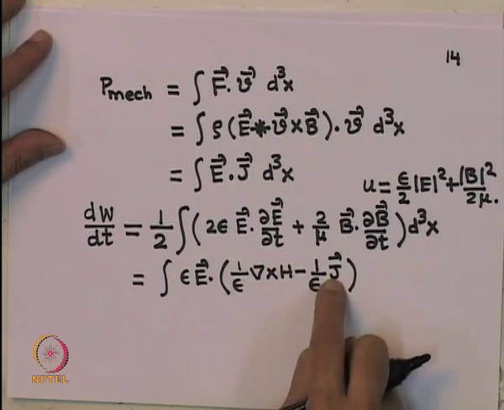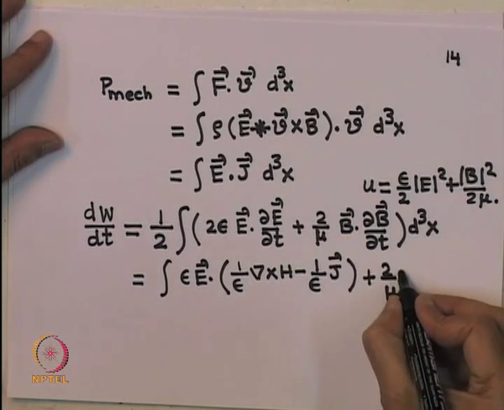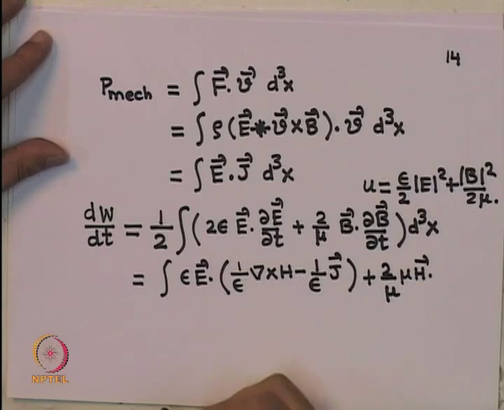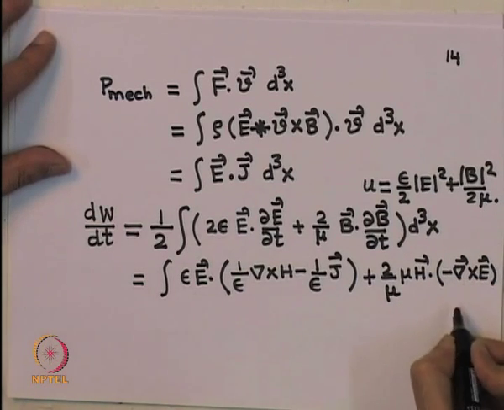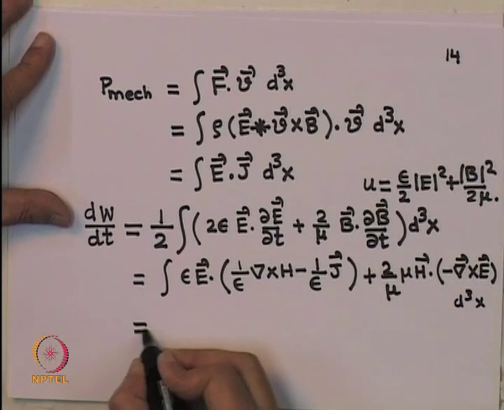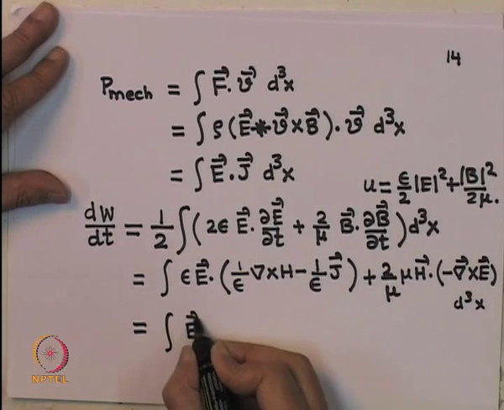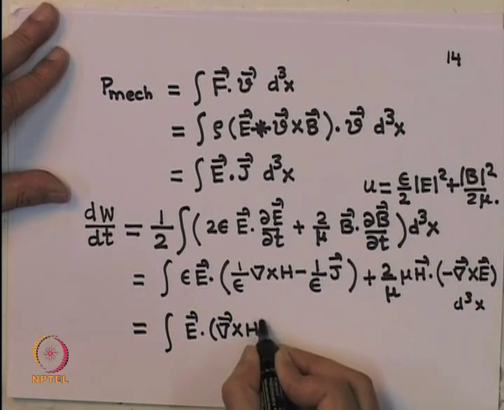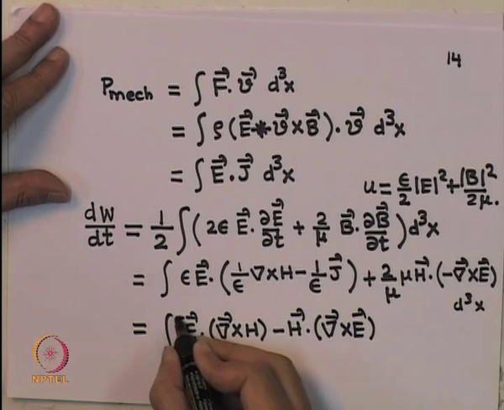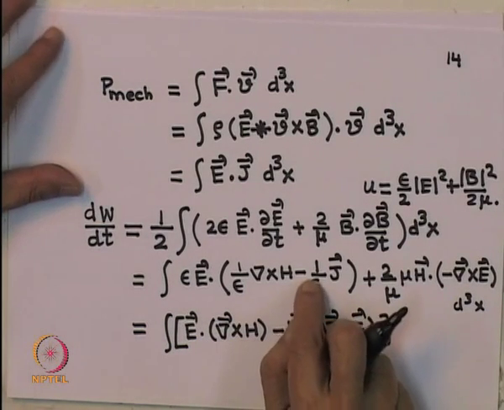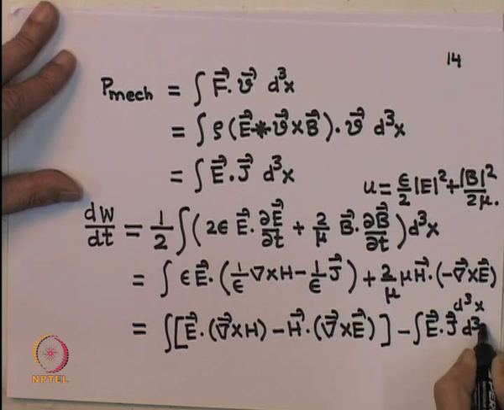So, therefore, dE by dt is given by this, plus 2 by mu. I will write this as mu H, and the dB by dt term as minus del cross E. And of course, d cube x will be there. So, notice I have got two expressions which are del cross terms, epsilon will go away. So, I will be left with E dot del cross H minus H dot del cross E, and there is a term here which is minus E dot J. Of course, d cube x should be there.